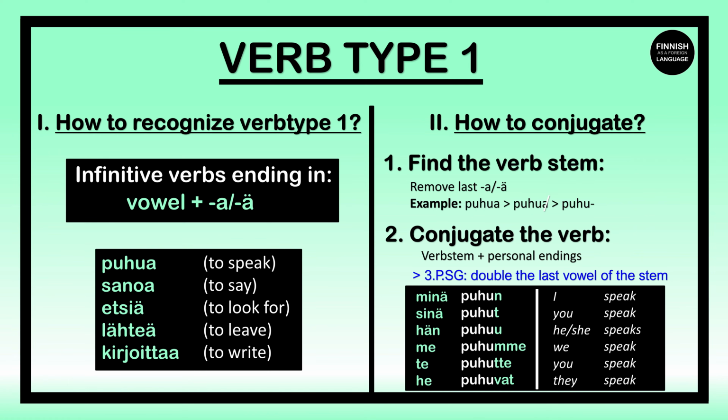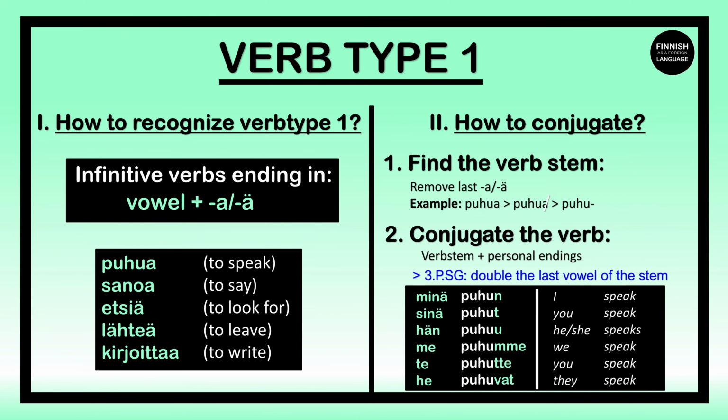This means we add the personal endings to our verb stem. Remember that when we want to form the third person singular, we have to double the last vowel of the stem. So let's go quickly through our examples. Minä puhun means I speak. Sinä puhut means you speak. Hän puhuu means he or she speaks. Remember, third person singular, here we double the last vowel of the stem.